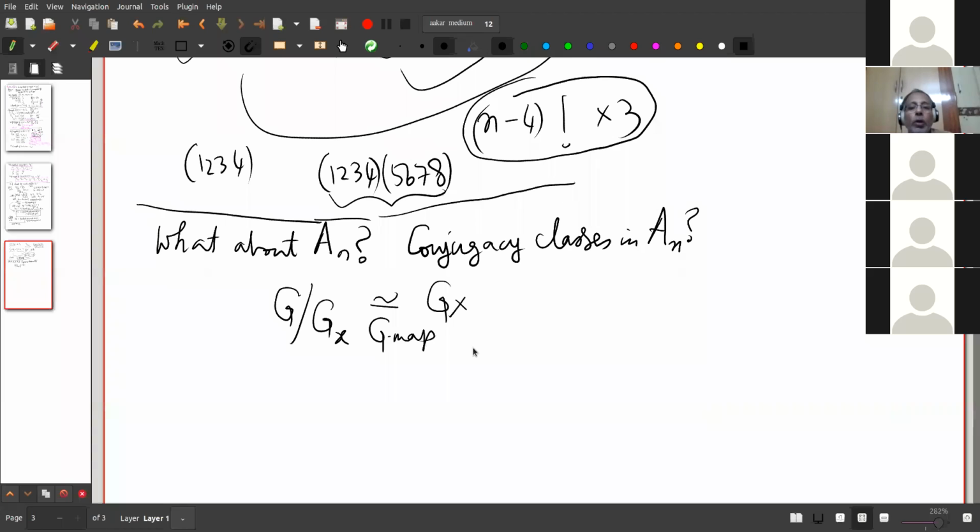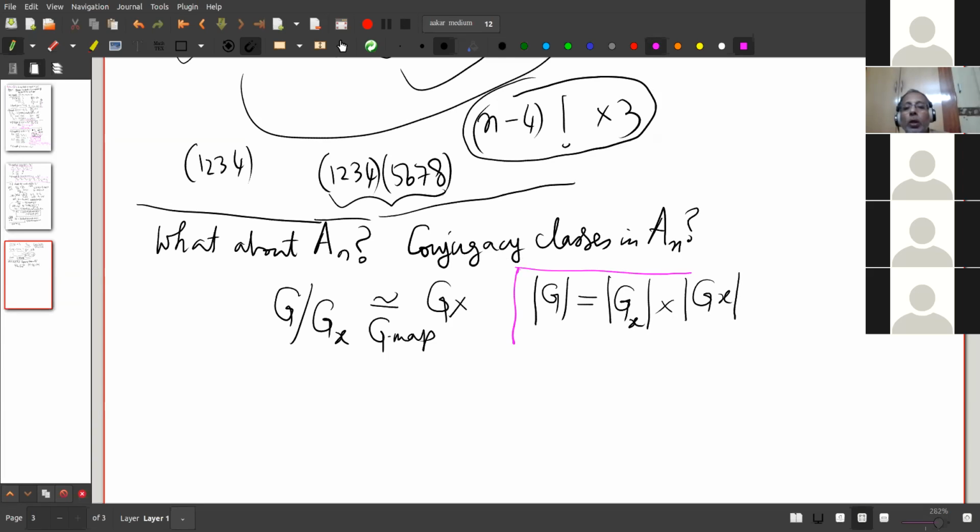So in particular, it is true that the cardinality of G is the cardinality of the stabilizer times the cardinality of the orbit. This is a very important relationship, I repeat. This is one of the things that I hope you will take back with you from this course. And this can be used in various contexts. In particular, it can be used in this context.